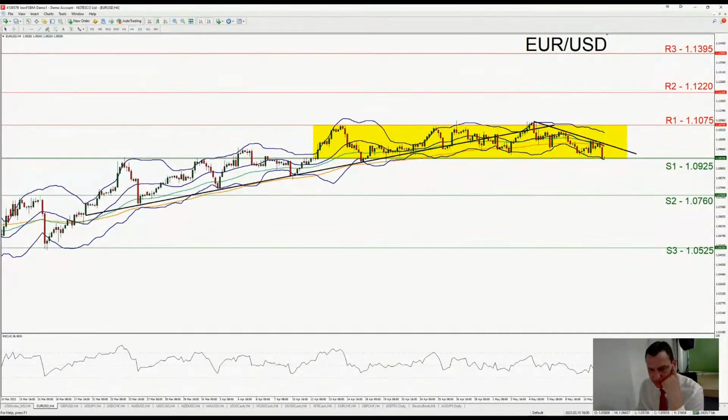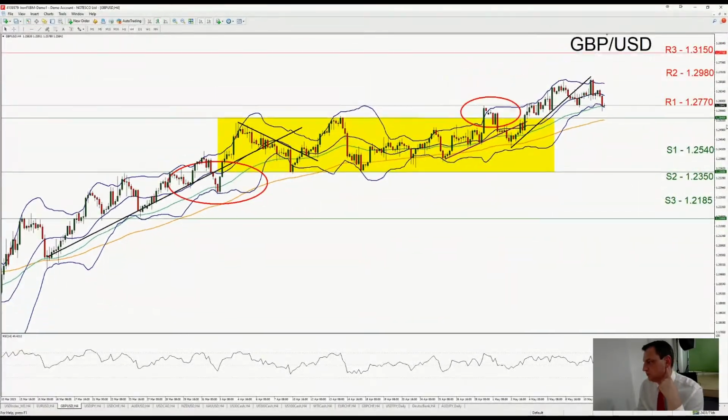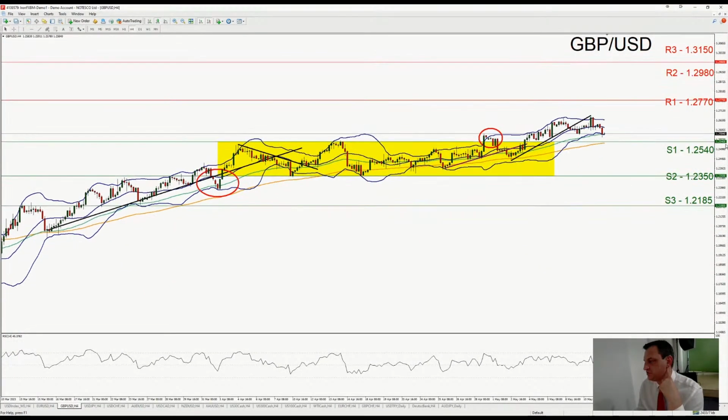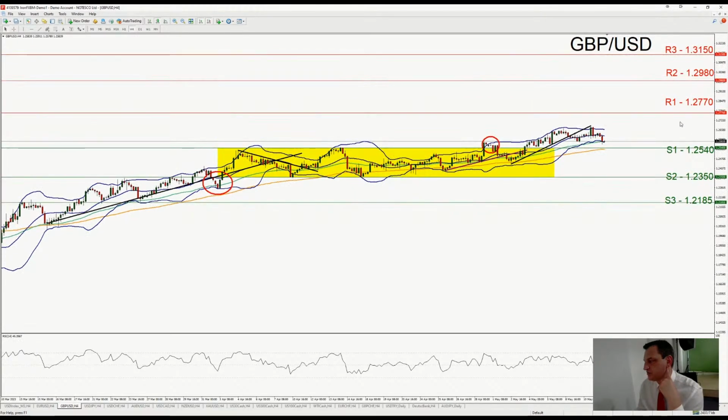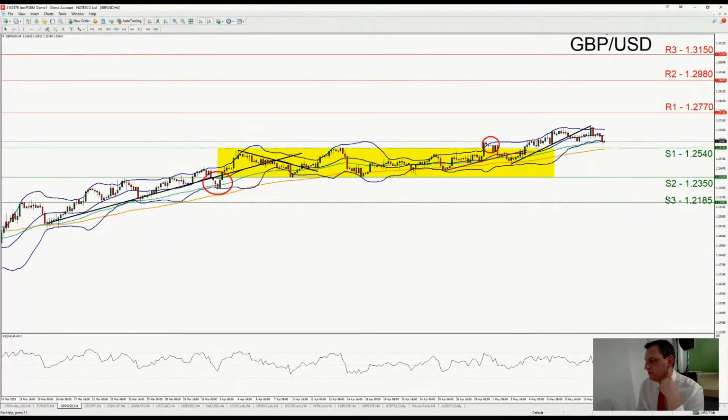Let's have a look at GBP/USD. Also showing some slight bearish tendencies during today's European session as the US dollar is strengthening. But they're not so evident as the euro's against the US dollar. For the time being, we tend to maintain our bias for the sideways motion to continue. Should that be the case, then we may see the price action remaining above the 1.2540.